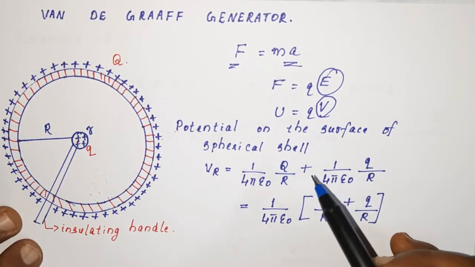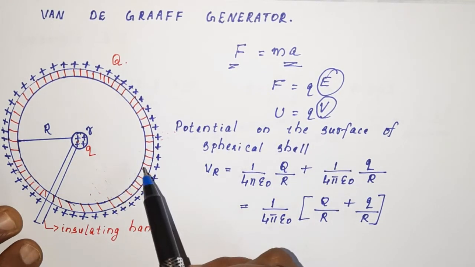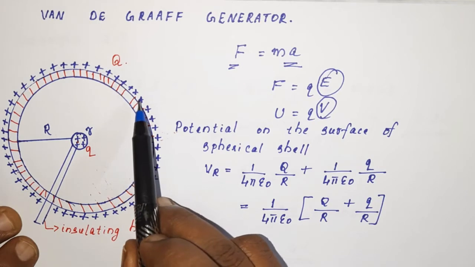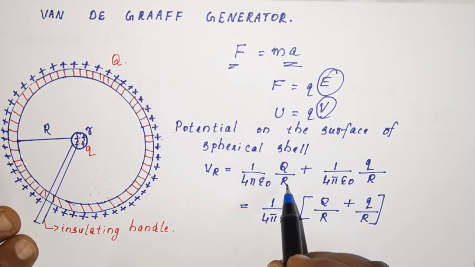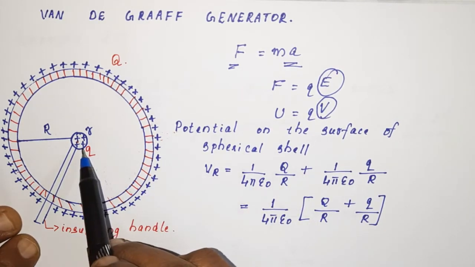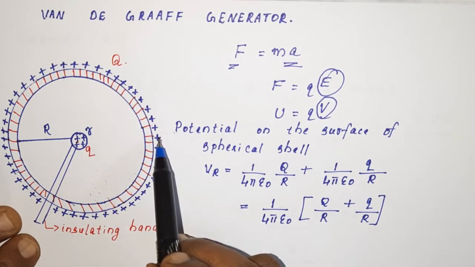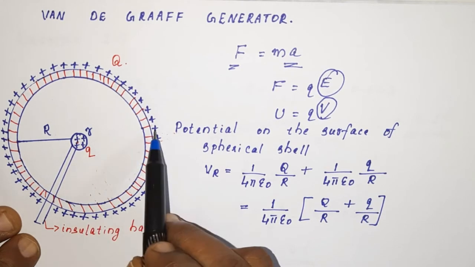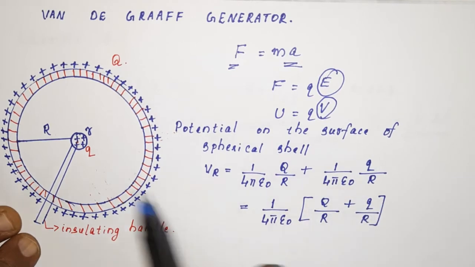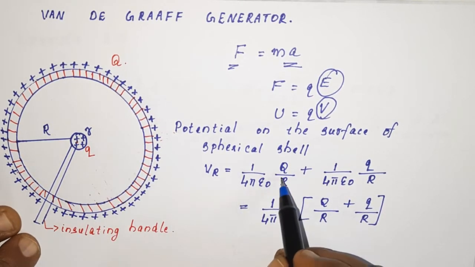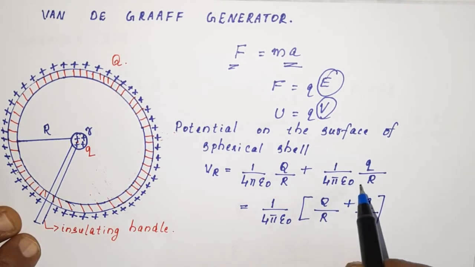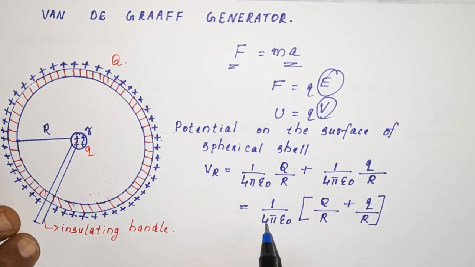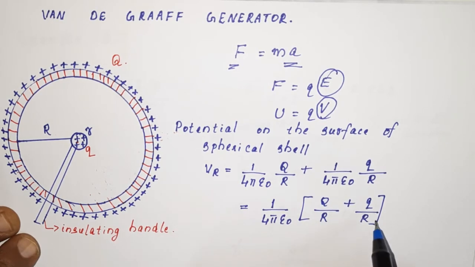So the potential on the surface of the spherical shell: the potential is produced by the spherical shell and also by the charged conducting sphere at the center. Due to the spherical shell, the potential on its surface is 1 by 4 pi epsilon 0 into Q by R. Now, what is the potential produced by the charged conducting sphere on the surface of the spherical shell? That is 1 by 4 pi epsilon 0 into q by R, because from the conducting sphere, the distance to the surface of the shell is R. But which charge is producing the potential? Small q. So one term is the contribution by the spherical shell itself, and the other is the contribution by the charged sphere kept at the center. By simplifying, we have 1 by 4 pi epsilon 0 into (Q plus q) by R.